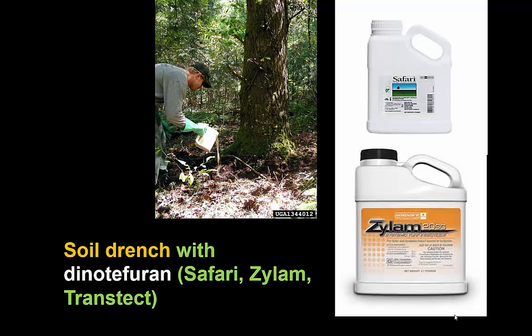Another insecticide that can be used as a soil drench is the other neonicotinoid insecticide, dinotefuran. It goes under trade names such as Safari, Xylam, Transtect. It does not have an over-the-counter formulation that homeowners can easily access. This is a more expensive product. It can be used as a soil drench. It works more rapidly. It is more water soluble and more mobile in plants, so it can go into the plant quite rapidly through this kind of application, but it also doesn't persist as long.